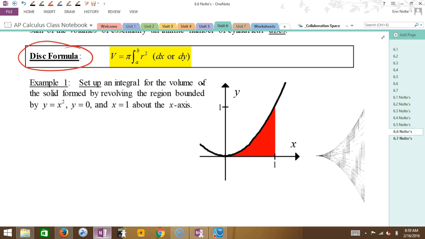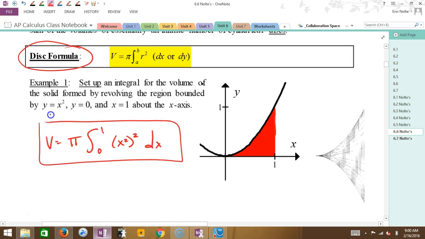Okay, so to set this up, the volume for this one is going to be pi between the two x values, which is 0 and 1. And then in this case, our radius is just the height of the equation. Okay, so it's just going to be x squared, squared, dx. Okay, so this one is just slightly different because now you're just taking one function and revolving it around the x-axis versus the last question, which was a sectional cross-section.